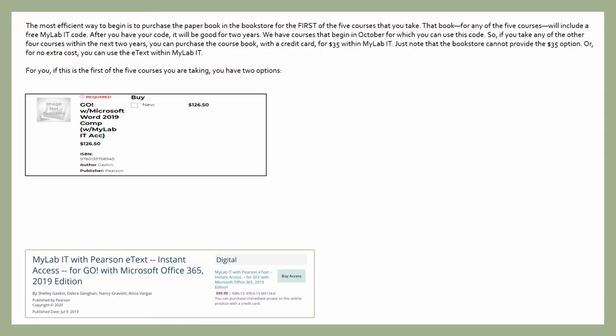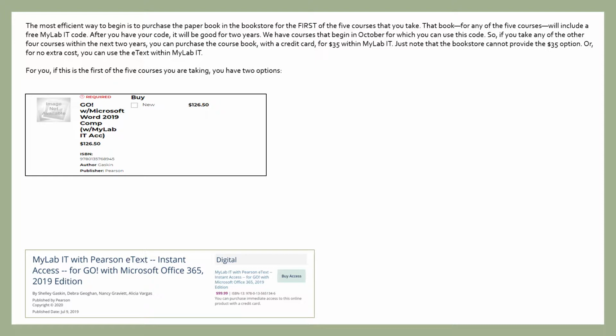The most efficient way to begin is to purchase the paper book in the bookstore for the first of the 5 courses that you take. That book, for any of the 5 courses, will include a free MyLab IT code. After you have your code, it will be good for 2 years. We have courses that begin in October for which you can use this code.